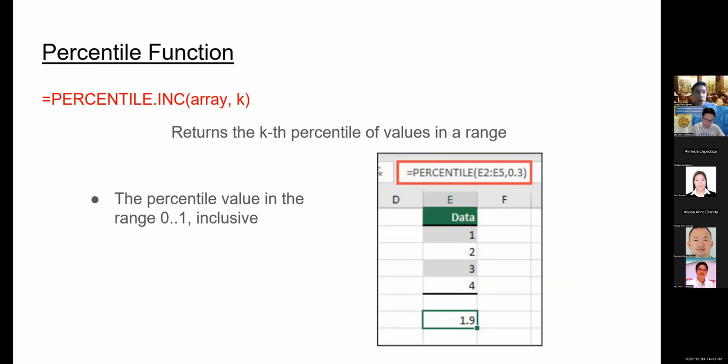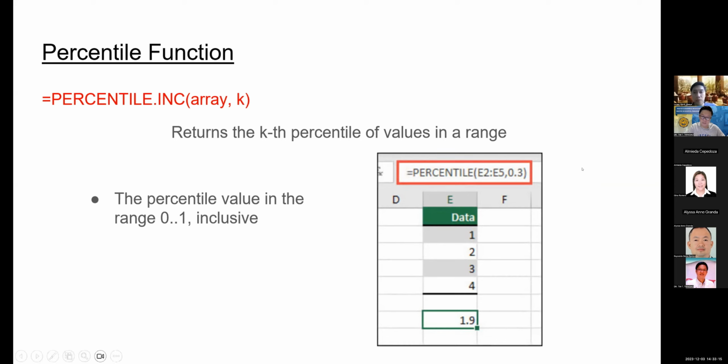We can also use the percentile function using the syntax equal sign PERCENTILE.INC, and then we select an array, as you can see here in the example, comma k. This returns the kth percentile of values in the range. So the array would be the set of data, and k would be the specific value that you want to choose. So that's the percentile value. The range should be from 0 to 1.